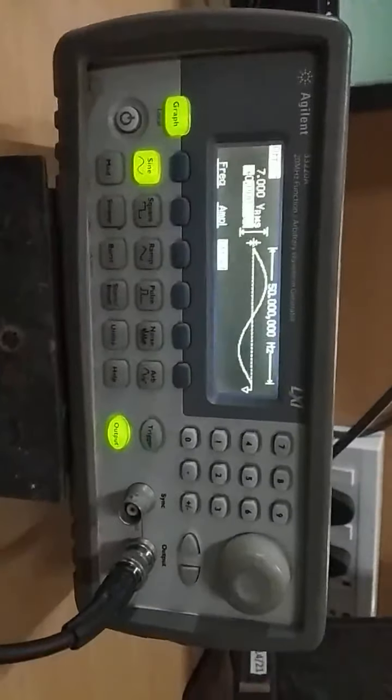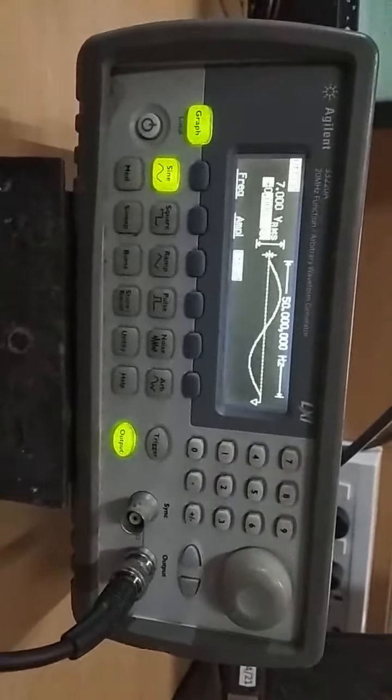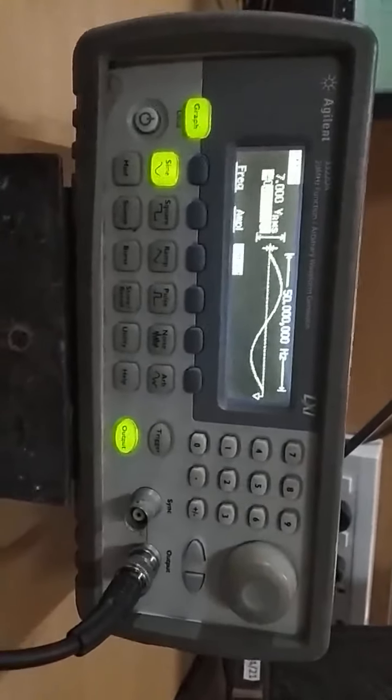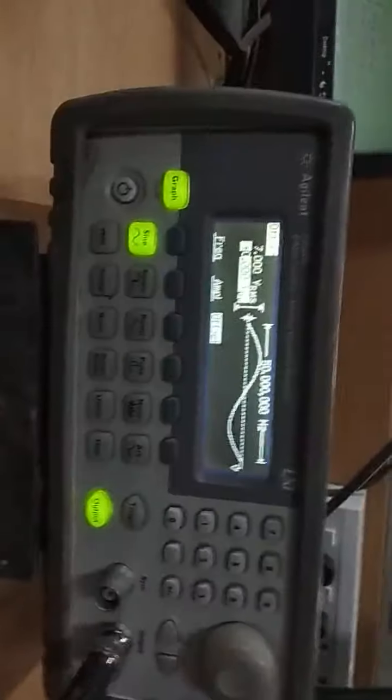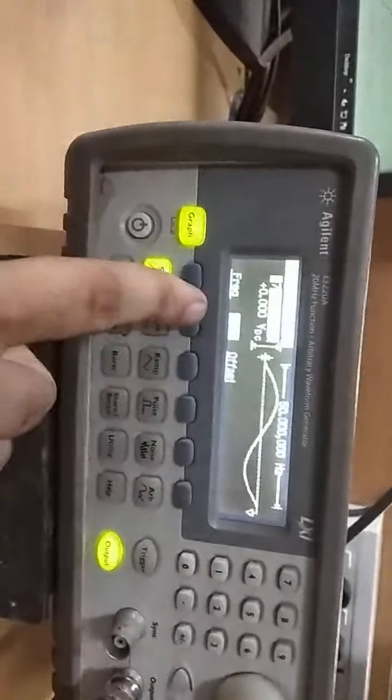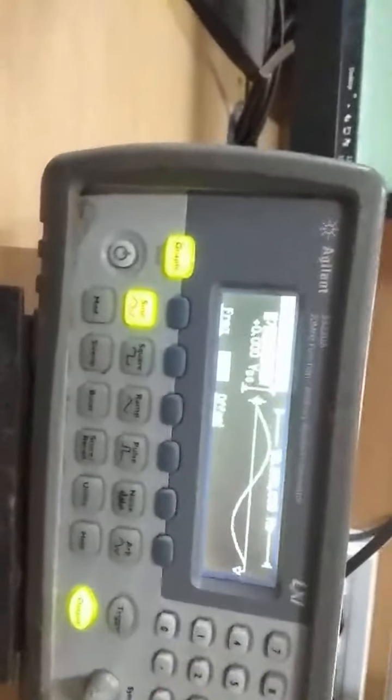Before moving into the square waveform, let us directly set the RMS value in the signal generator and check whether we are properly measuring the input signal. Here I have set the amplitude as 7 volt RMS. I hope you are able to see it. Amplitude is 7 volt RMS.